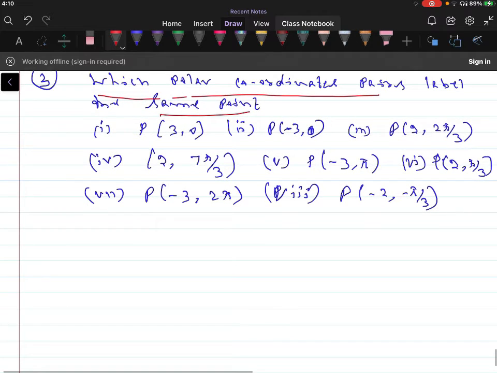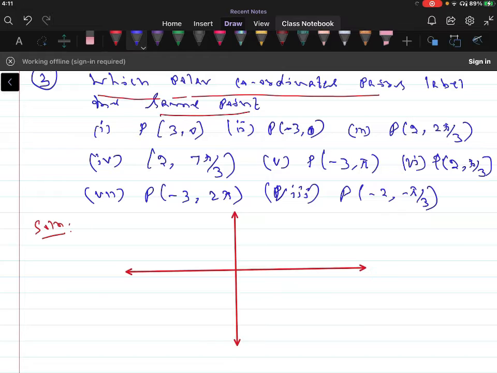So let us move to the solution. Let us fix the origin O and the initial ray along the x-axis, that is theta equal to 0. This is theta equal to pi by 2, theta equal to pi, theta equal to 3 pi by 2, and theta equal to 2 pi. Okay, so let us plot P(3, 0).